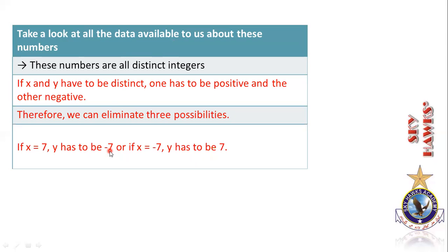Am I right? So all four conditions are satisfied if you take one negative and one positive of the same number. They are distinct because plus 7 and minus 7 are distinct. Their product is not equal to 0. Their product is also negative. And their absolute value is the same. So the four conditions are satisfied in this way.